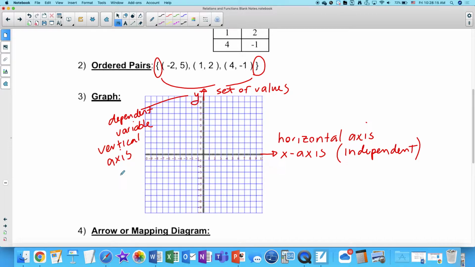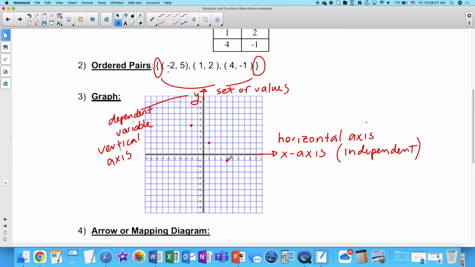Okay? All right. So now, plotting these points, the first value represents where the point is horizontally. The second one represents where it is vertically. Okay? Right is positive, left is negative, up is positive, down is negative. So -2 is the first one, so we're going to go 2 to the left, and then 5 is the next one, so that's up 5. So that's our first point. And then 1, 2, so 1 to the right, 2 up. So the signs are very important too. Those tell us about direction. 4, -1, so 4 to the right, 1 down.